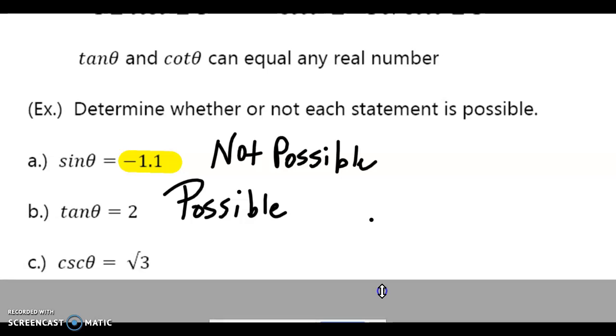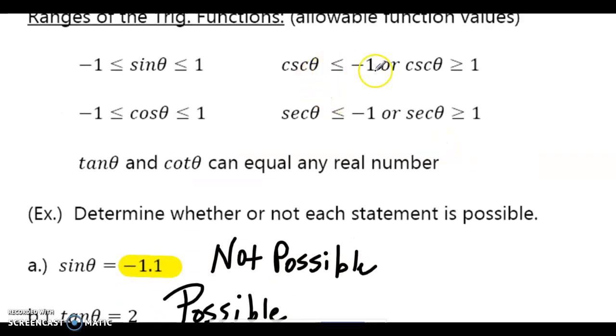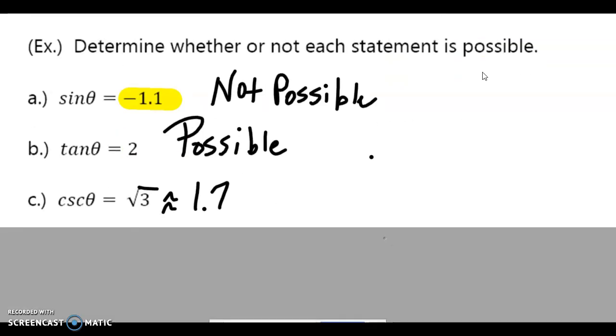And then the next one, cosecant equals the square root of 3. Is it possible for the cosecant to equal the square root of 3? What's the decimal approximation? It's going to be more than 1. I want to say 1.7-ish. Okay, so that is greater than 1. So let's go back up here. Cosecant will be greater than 1, right? So this one is possible.